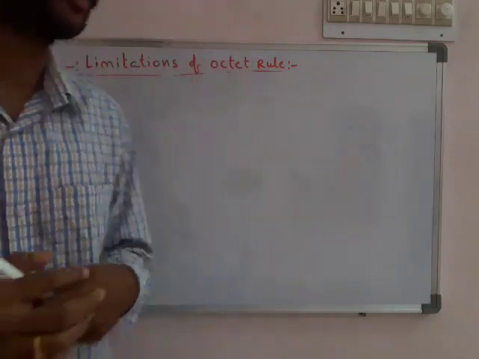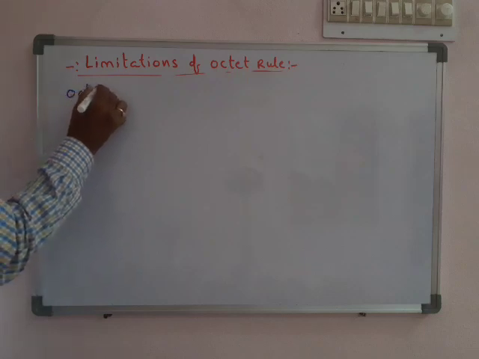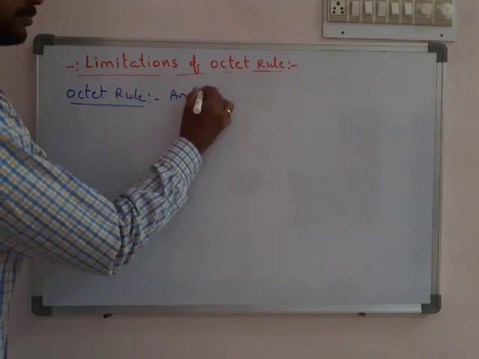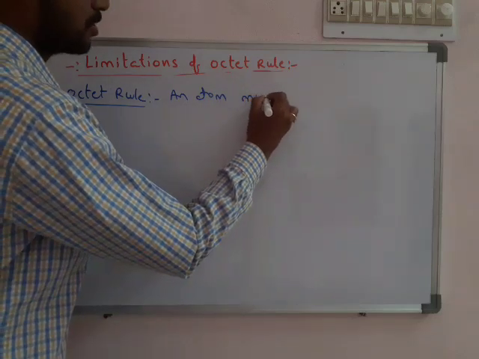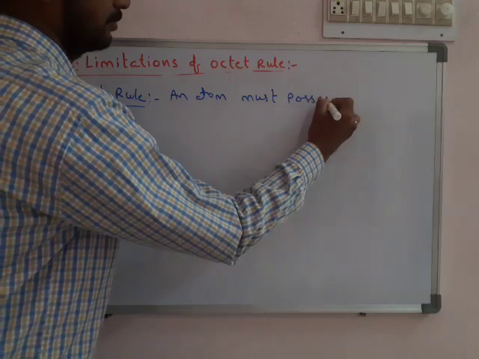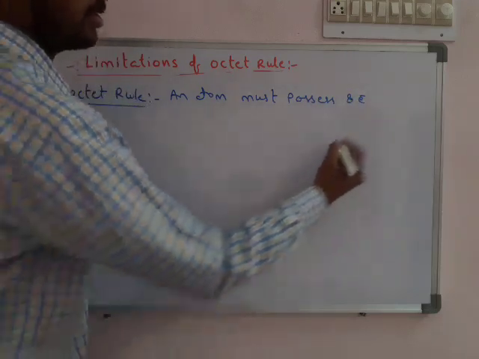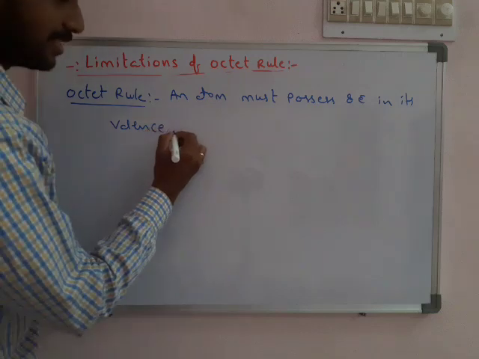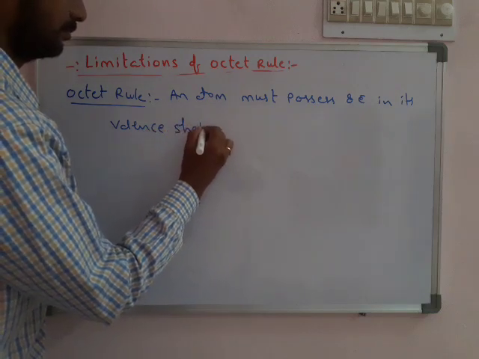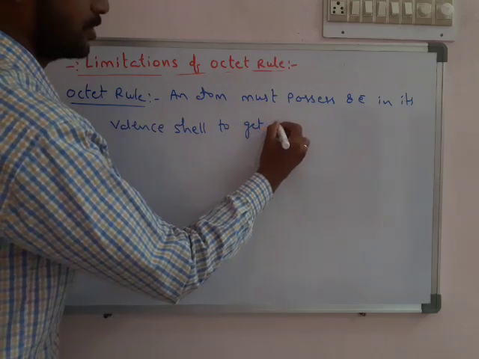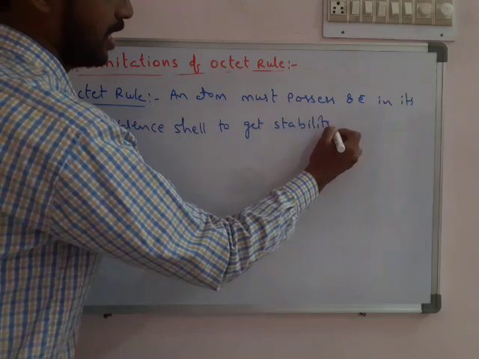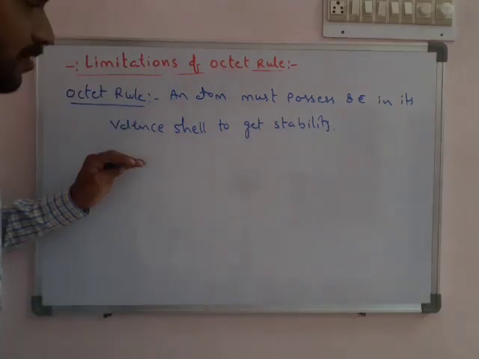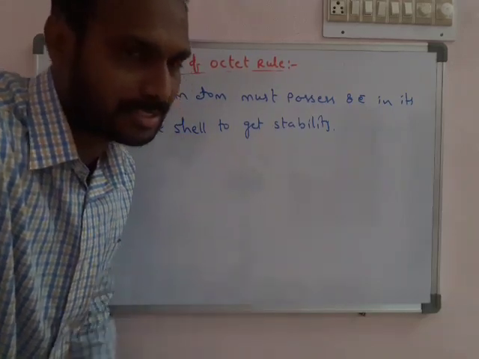So what is the octet rule? We already discussed it earlier. An atom must possess eight electrons in its valency shell to get stability, or to become stable.